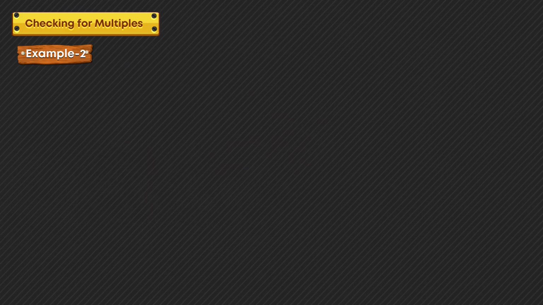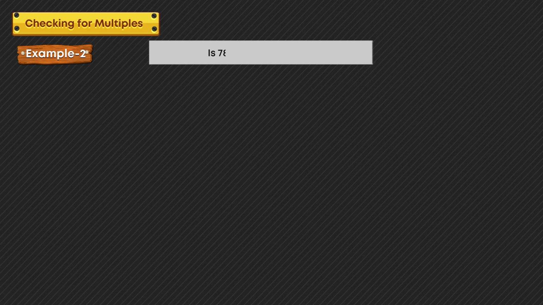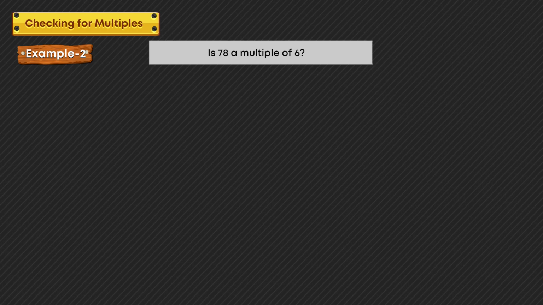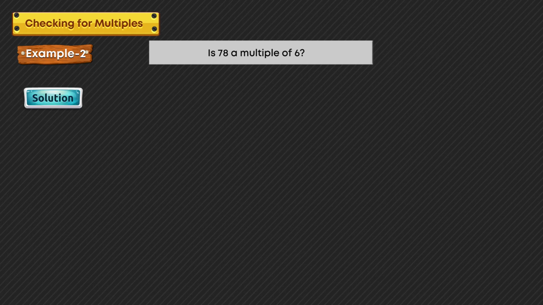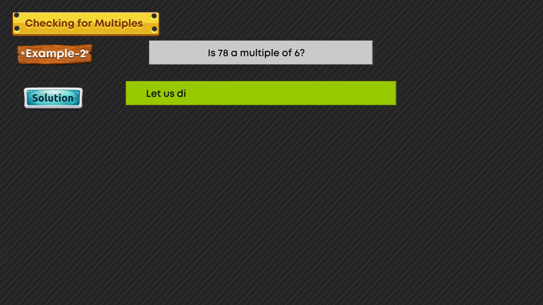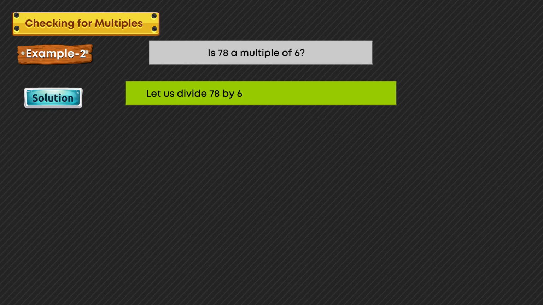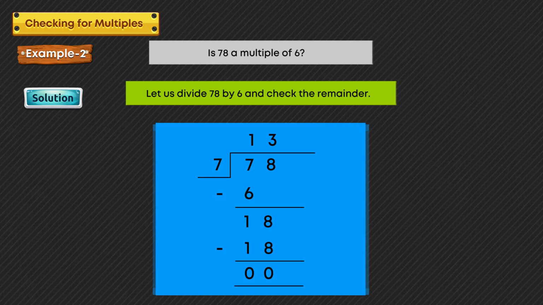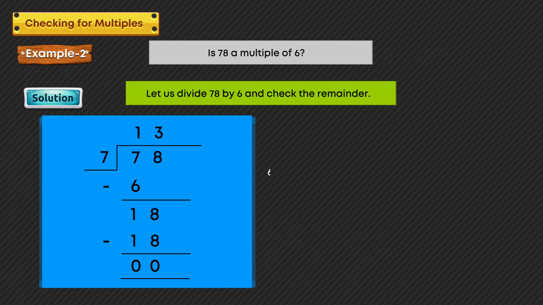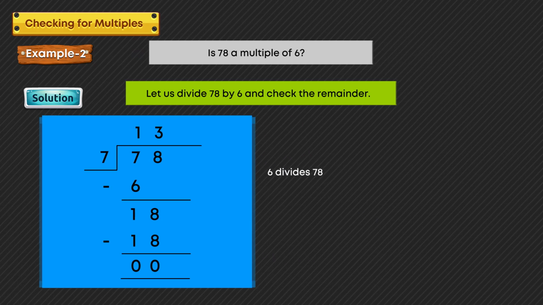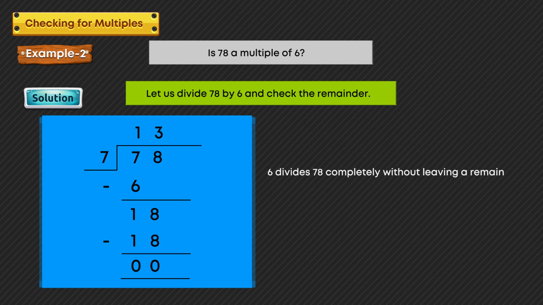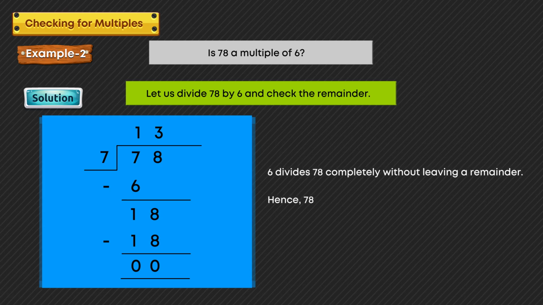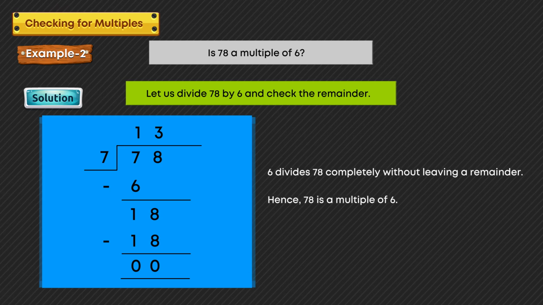Example 2. Is 78 a multiple of 6? Solution. Let us divide 78 by 6 and check the remainder. Here is the sum. 6 divides 78 completely without leaving a remainder. Hence, 78 is a multiple of 6.